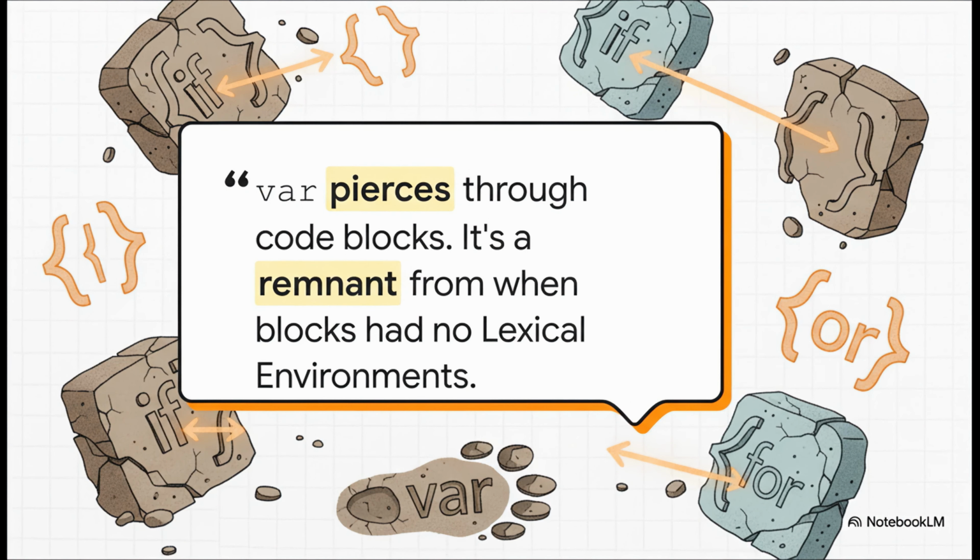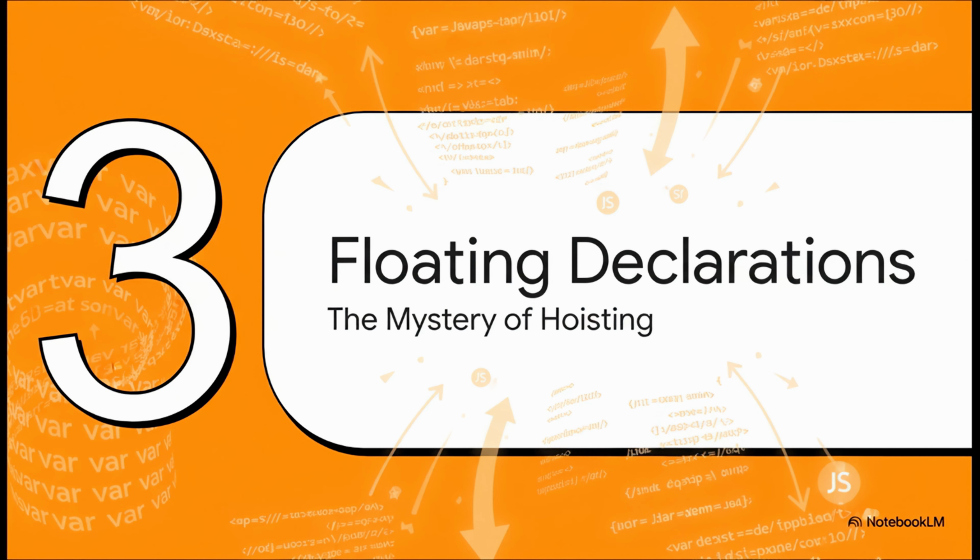So you've got to be asking, why does it do that? Well, this quote really hits the nail on the head. It says that var pierces through blocks because way back in the day, JavaScript blocks didn't even have these things called lexical environments. And a lexical environment is just a fancy term for that bubble of scope where variables are supposed to live. So var is basically a fossil from a time before those bubbles even existed for things like if statements.